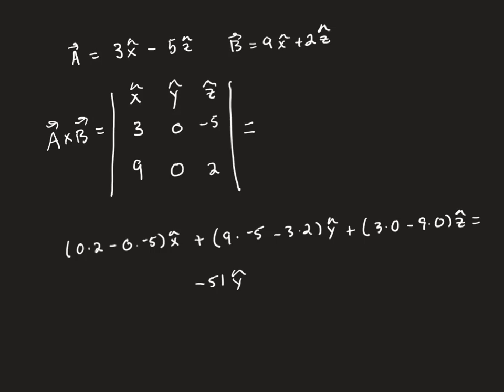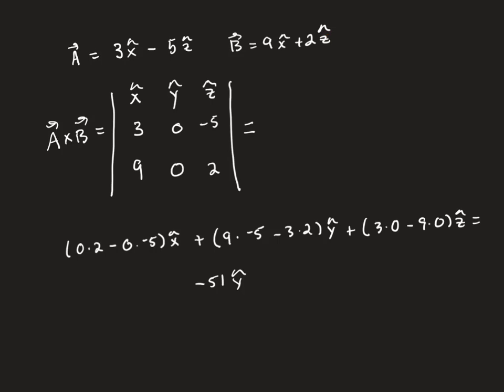In this video, we're going to practice doing the cross product. So we have two vectors here. A is going to equal 3 in the x direction minus 5 in the z direction, and B is going to be 9 in the x direction and a positive 2 in the z direction.